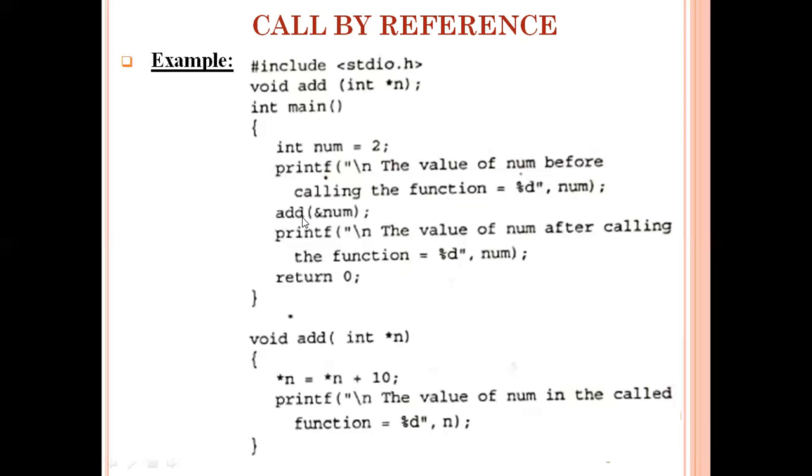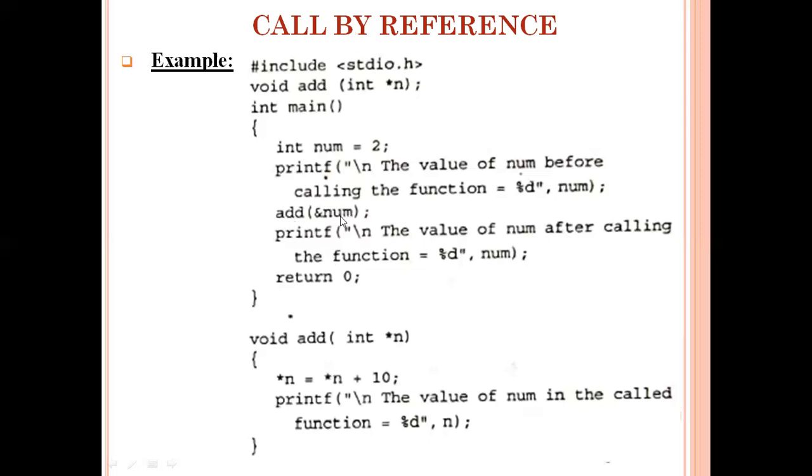As I explained earlier, when we call the function using call by reference, we have to place the ampersand symbol just before the name of the parameter. So here the name of the variable is num, and the address of the memory location of this particular variable is going to be passed to the add function. So add of ampersand num semicolon. This is nothing but the function call statement using call by reference.